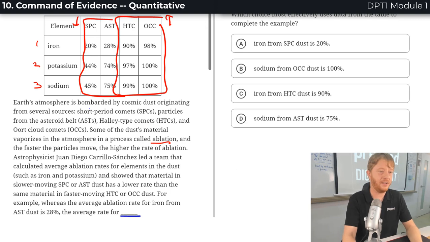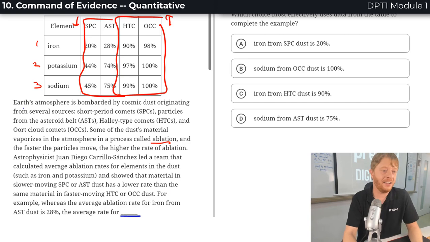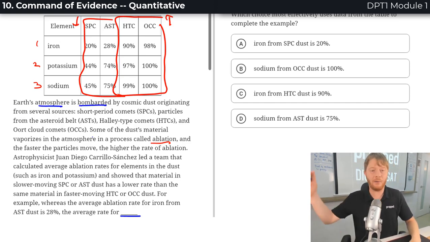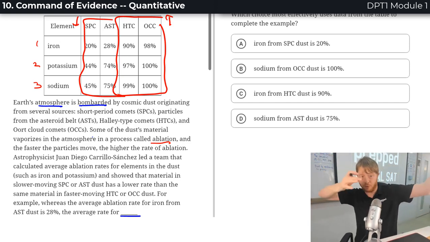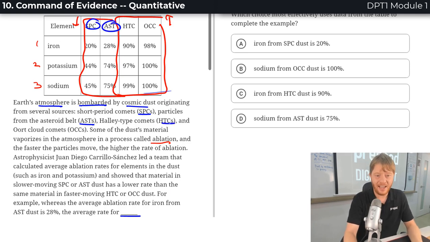Okay, so let's have a look at the passage since we don't know what ablation is. Maybe you do, I don't. Earth's atmosphere is bombarded. Good word, bombarded. Hit, like you can imagine bombs. Bombarded with cosmic dust originating from several sources. SPCs, ASTs. That would be the first 2 here. HTCs and OCCs. And that would be the other 2. Okay, so we've just gone through all 4 there.